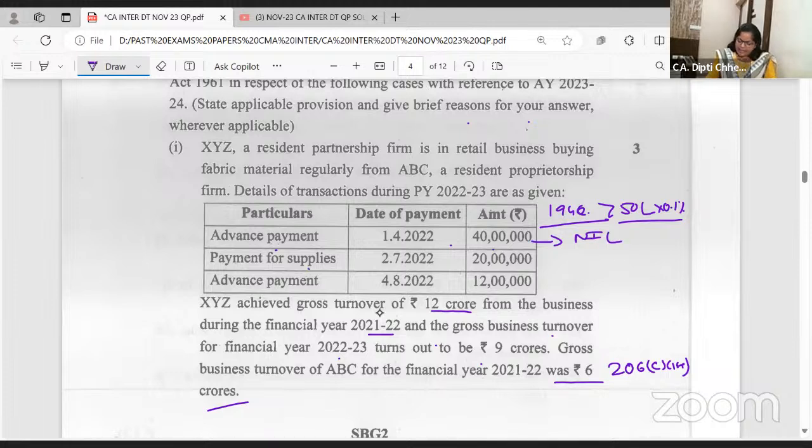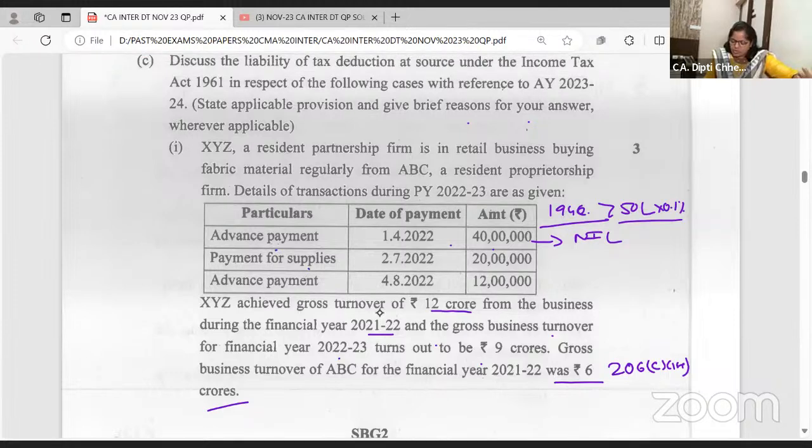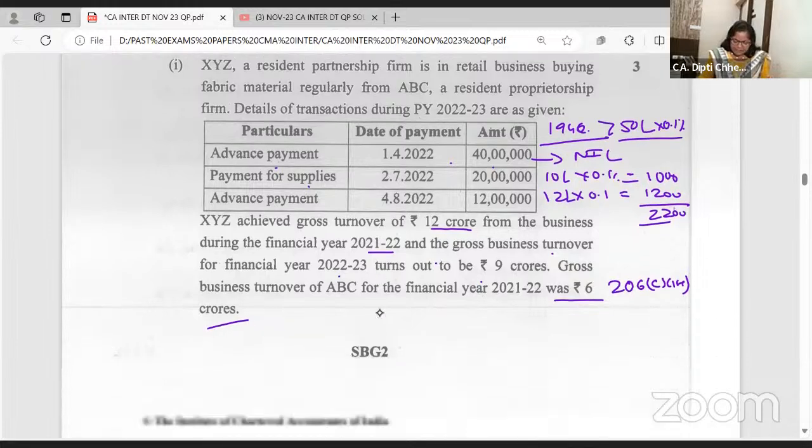Nil. Next bill 20 lakhs. In this, leave up to 10 lakhs. On the next 10 lakhs, 0.1%. 10% of 10 lakhs is 1 lakh, so 0.1% is 1000. Right? And on 12 lakhs it is 0.1%, 1200. So 2200 TDS is to be deducted under 194Q. In brief, definitely you can write the pointers. Is it super duper easy?